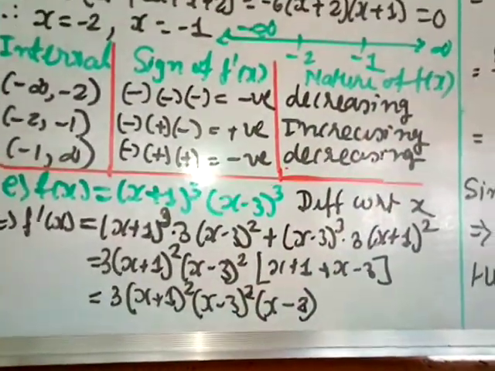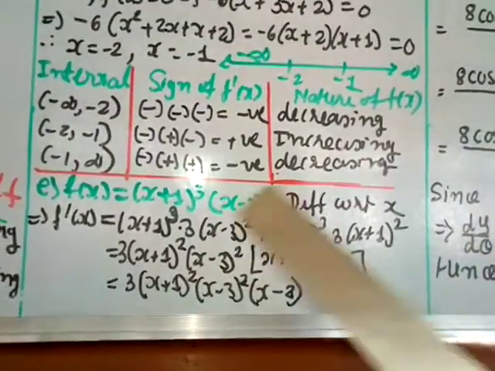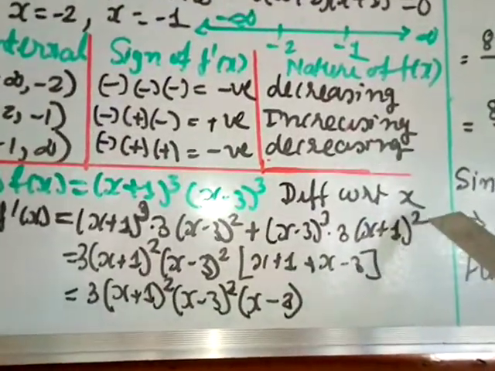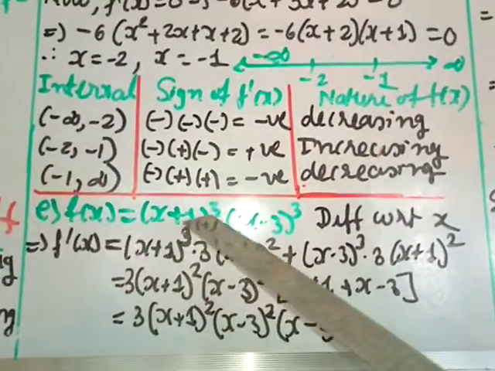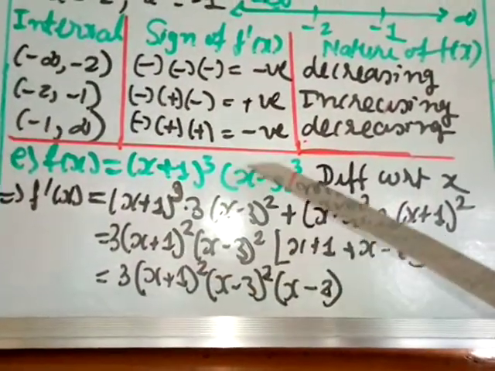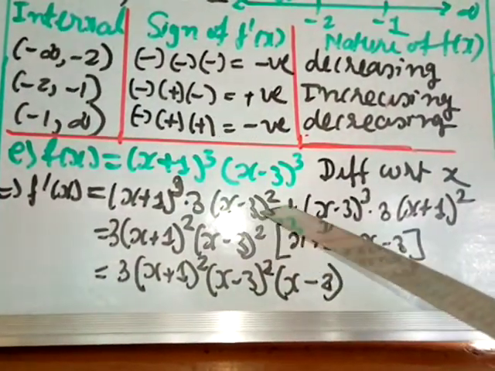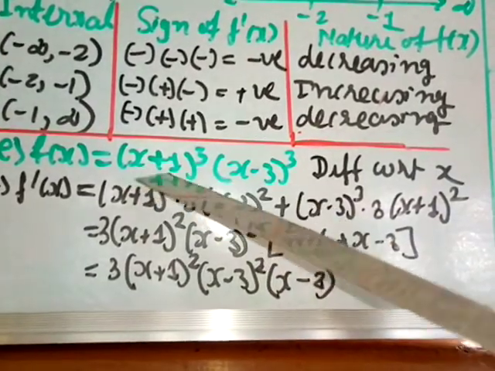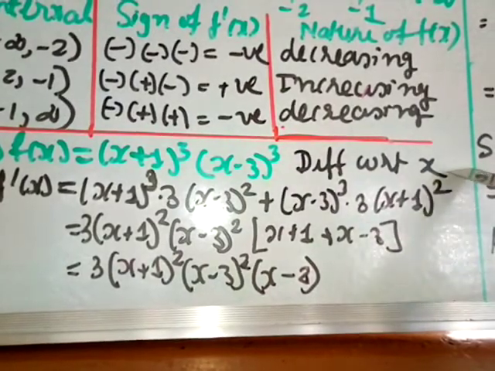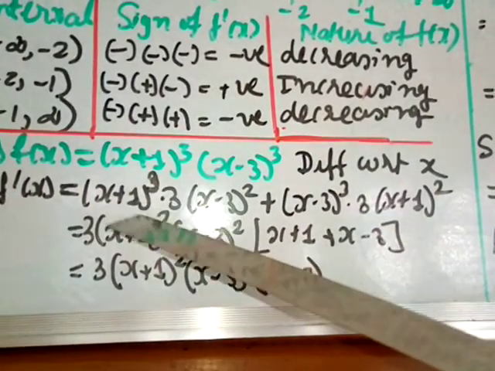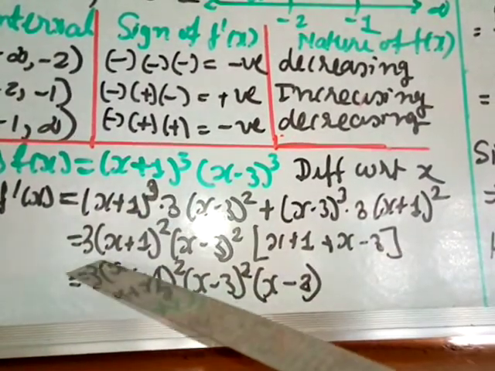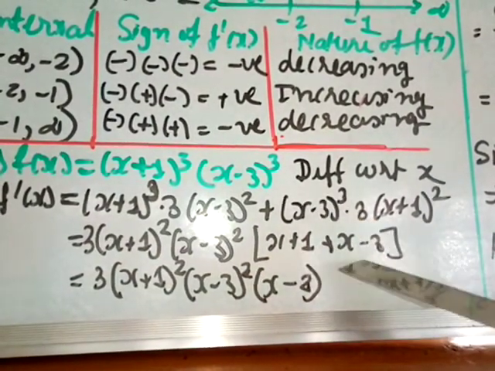Question number E. D, you try yourself. f(x) is equal to (x plus 1) whole cube into (x minus 3) whole cube. So first differentiate with respect to x. I will differentiate u into v. First I keep (x plus 1) cube as it is and differentiate the other: 3(x minus 3) whole square, plus. Now I keep (x minus 3) cube as it is and differentiate this: 3(x plus 1) whole square. Now from both these I can take (x plus 1) whole square, (x minus 3) whole square, and 3 common. So here remains x plus 1 and here remains x minus 3.